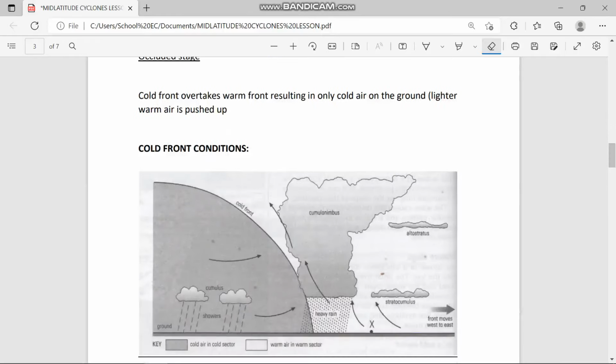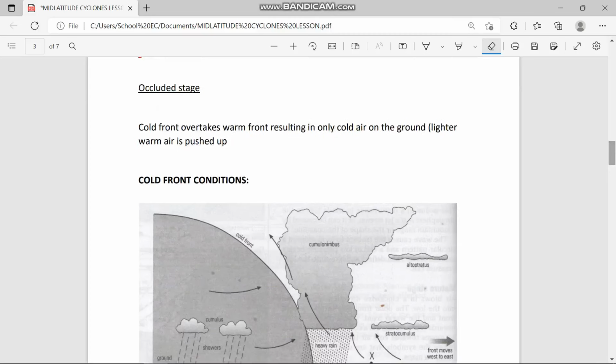So let's move down to the occluded stage. In this stage, the cold front overtakes the warm front, meaning that the cold front is the one that is dominant in this system now, because the system is made up of the two fronts, the cold front and the warm front. When the cold front overtakes the warm front, mostly there will be cold conditions in this system, because the cold front is dominant, resulting in only cold air on the ground.